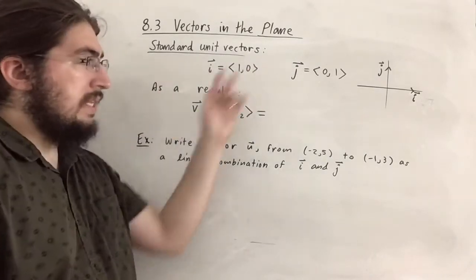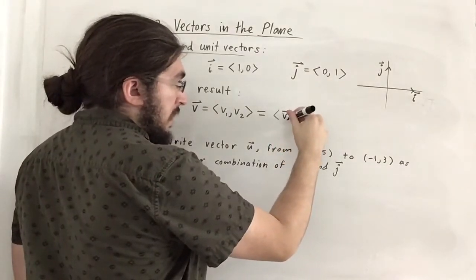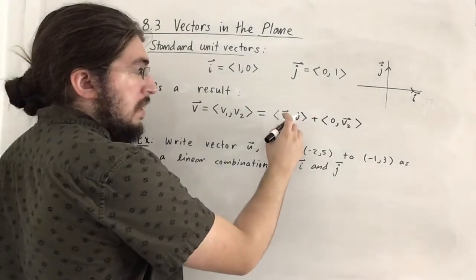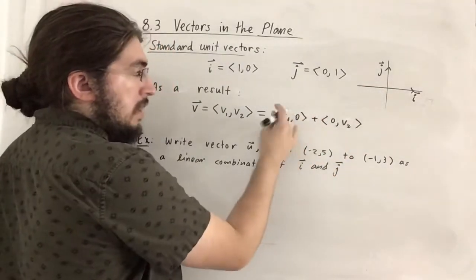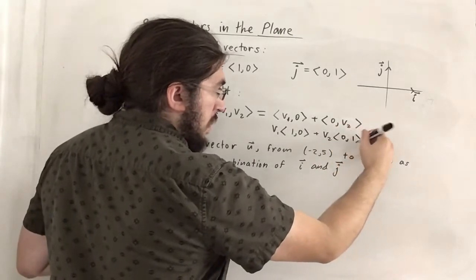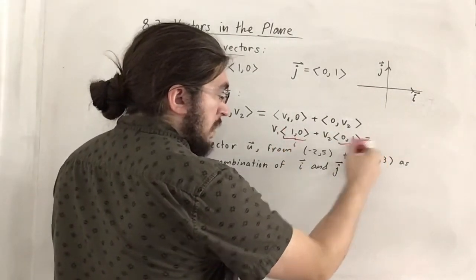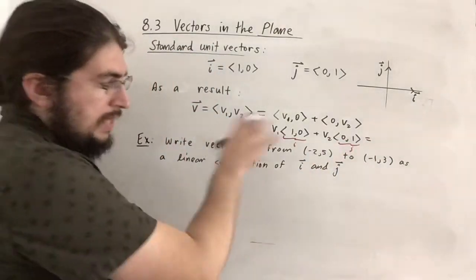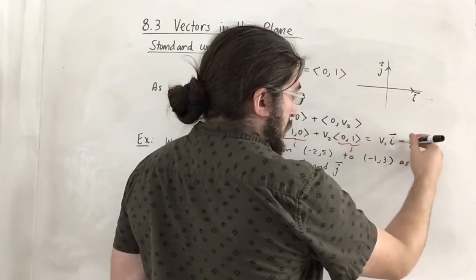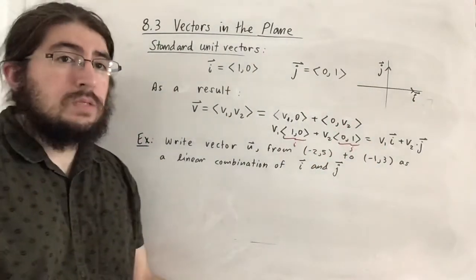So as a result of this definition for i and j, a vector v whose components are v1 and v2, you can write this, of course, as the vector v1 comma 0 plus the vector 0 comma v2. And notice if you scale out v1, because v1 is just a number, this is 1, 0. Similarly here, if you scale out v2, this is 0, 1. And what you'll notice is that the vector 1, 0 is just i, and this is just j. Now, of course, they're vectors, so I really should be putting the hat, but that's fine. So really what we can say is this is v1 scaled to i plus v2 scaled to j. This is known as a linear combination of i and j using v1 and v2 respectively.